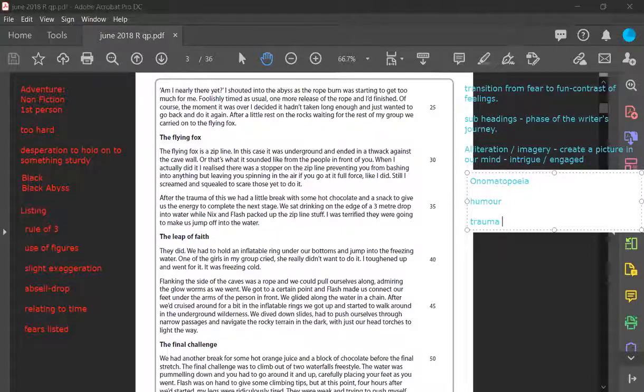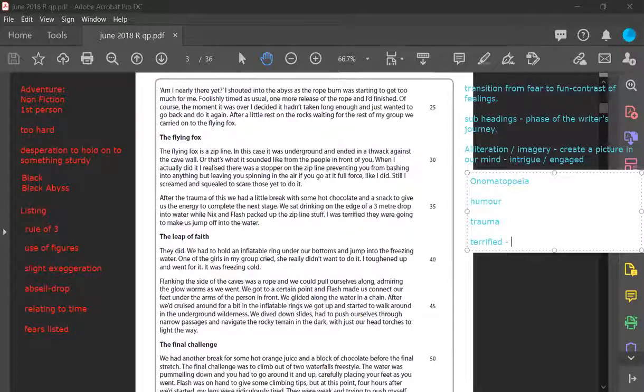We sat drinking on the edge of a 3-meter drop into water while Nix and Flash packed up the zip line stuff. I was terrified they were going to make us jump off into the water. So, again, the word terrified shows that she is not sure as to what is going to happen, right?